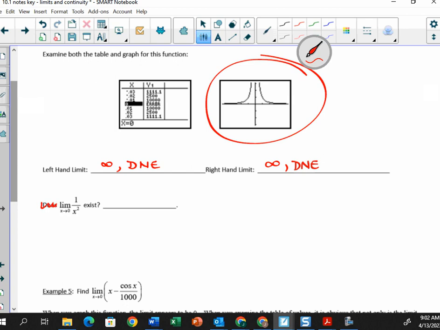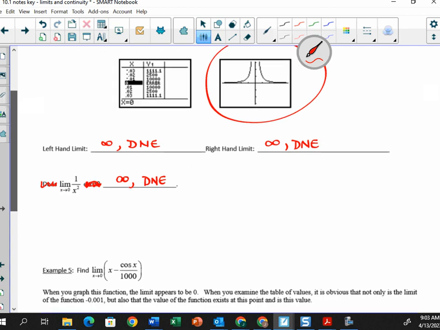I don't like the way I wrote that. Just what is that limit? What would you tell me? Did they go the same direction? Yes. Does it exist? No. So you would tell me both infinity and DNE for that. That's like saying, I know both the left-hand limit and the right-hand limit are doing the same thing. Still isn't actually a number, though. Okay?